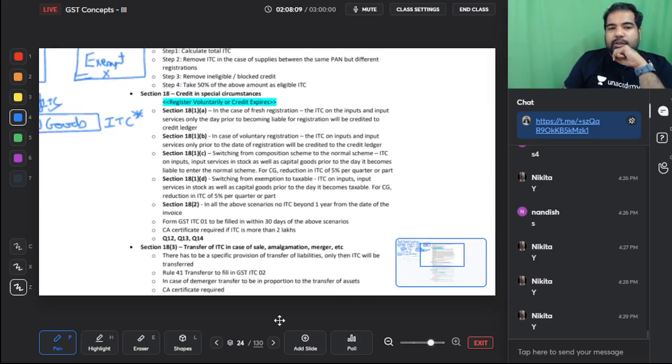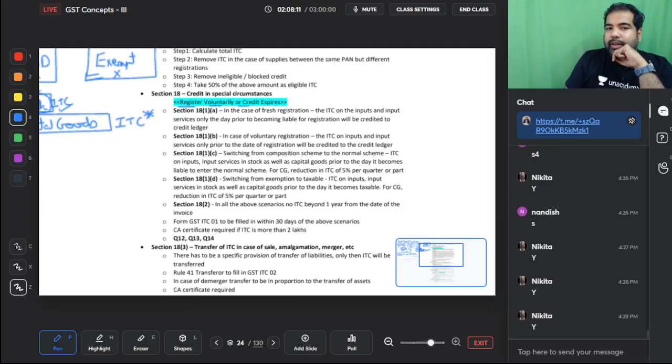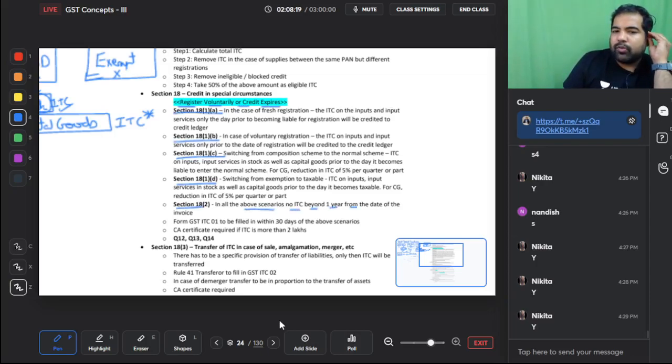Here we go. Register voluntarily, credit expires. 18.1a, 18.1b, 18.1c and 18.1d. And 18.2 says that in all the above scenarios, no ITC beyond 1 year from the date of invoice for the stock.